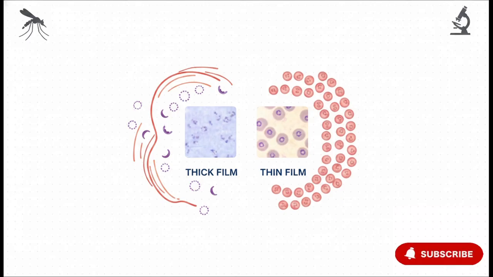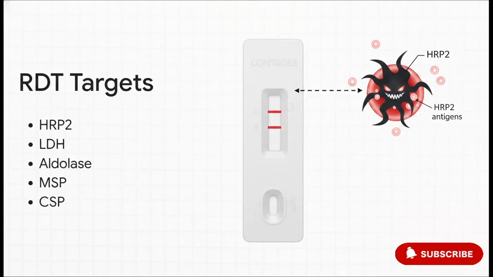But then you have the thin film. Here, the red blood cells are fixed in a single, undisturbed layer. Now, this takes a lot more time to read, but because it leaves the cells intact, the microscopist can identify the exact species of Plasmodium based on how the parasite physically looks inside the cell. But here's the catch with microscopy. You need a lab, you need electricity, and you need highly trained staff. And in a lot of affected areas, you just don't have that.